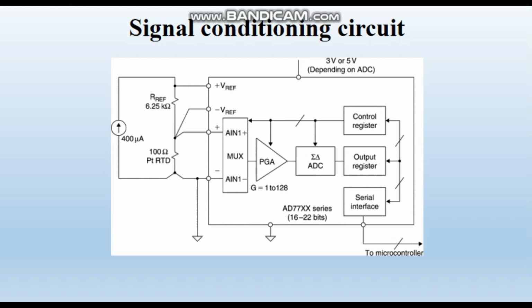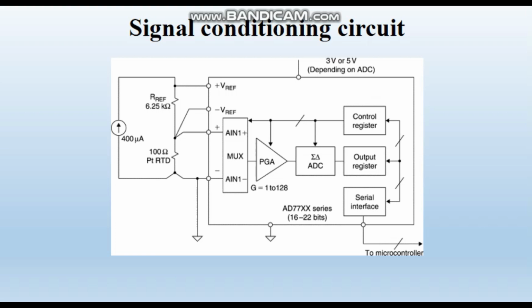RTDs are generally configured in a 4-resistor bridge circuit. The bridge output is amplified by an instrumentation amplifier for further processing. A high resolution measurement analog to digital converter (ADC), such as the AD70, allows the RTD output to be digitized directly.